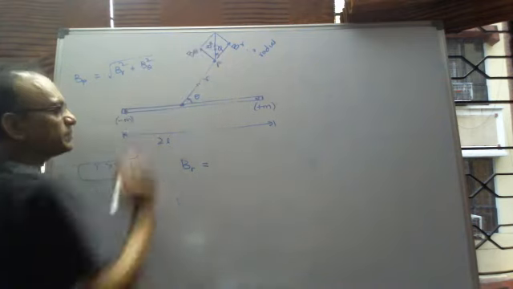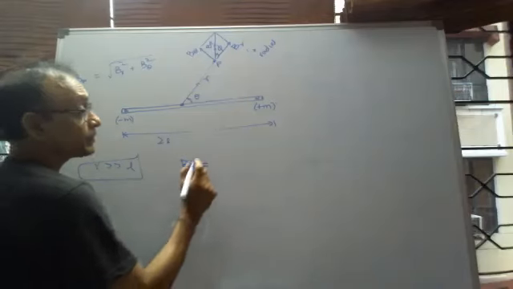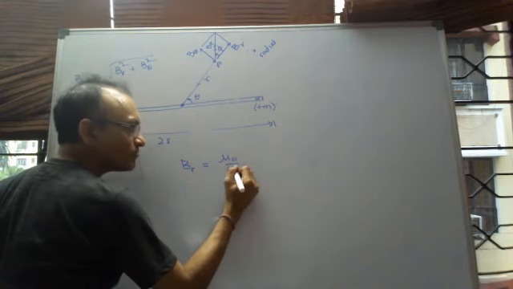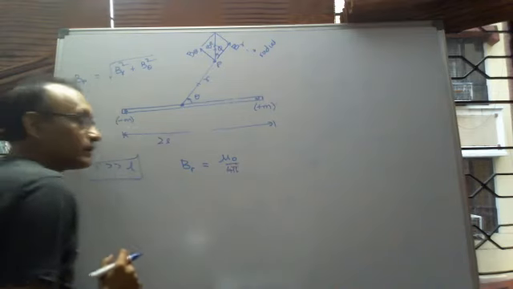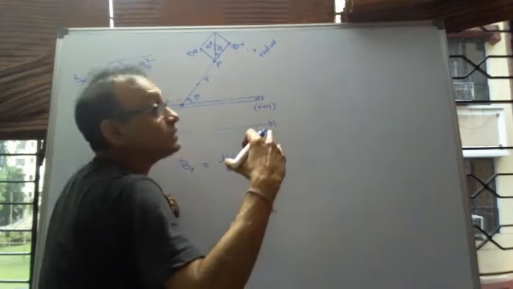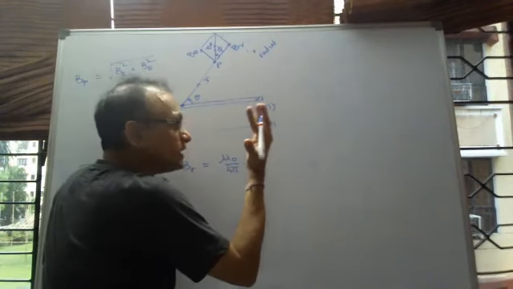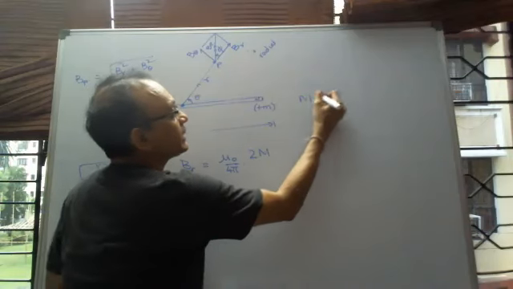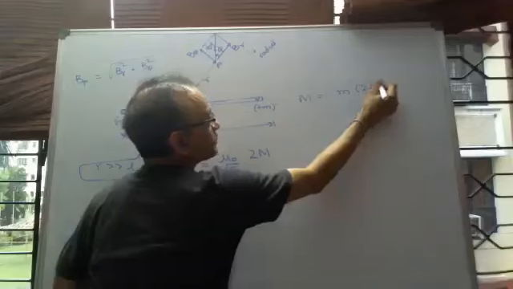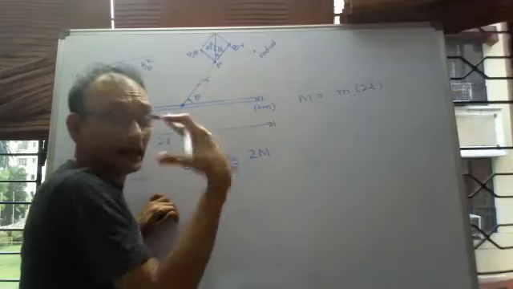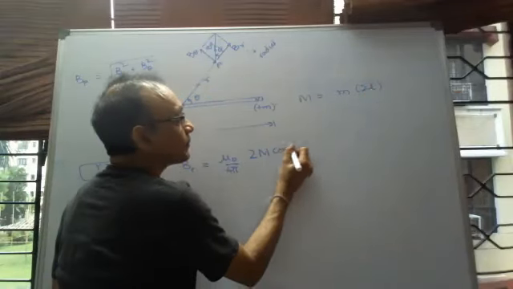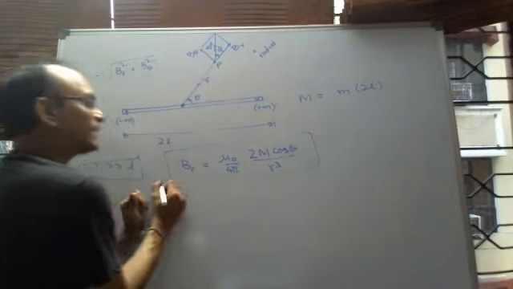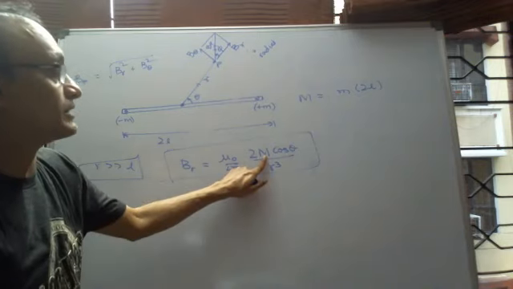And BR, let me tell you, is like mu naught by 4 pi, with 2kp cos theta by r cubed in electrostatics. It was 2p, now 2m comes in, with m being small m into 2L, the magnetic moment. So in place of p we have 2m cos theta by r cubed. Exactly the same kind of result. Look at the radial component of the magnetic field. M is the magnetic moment.